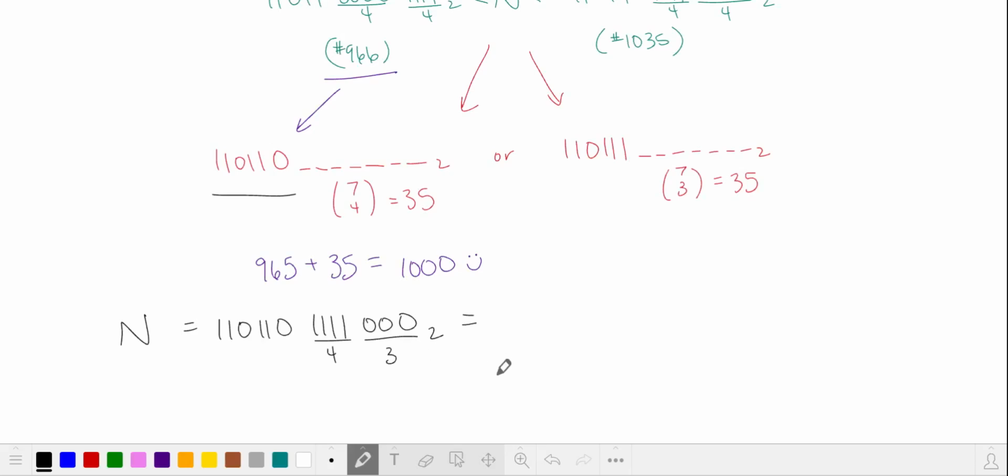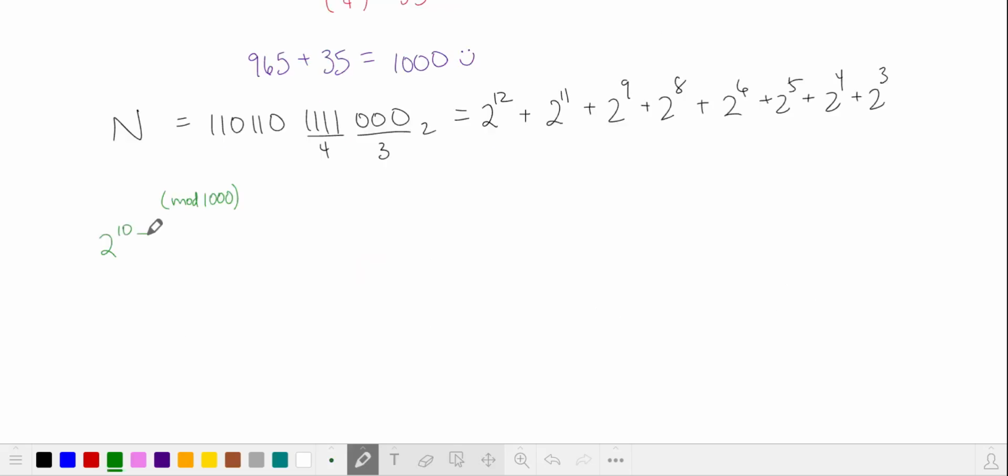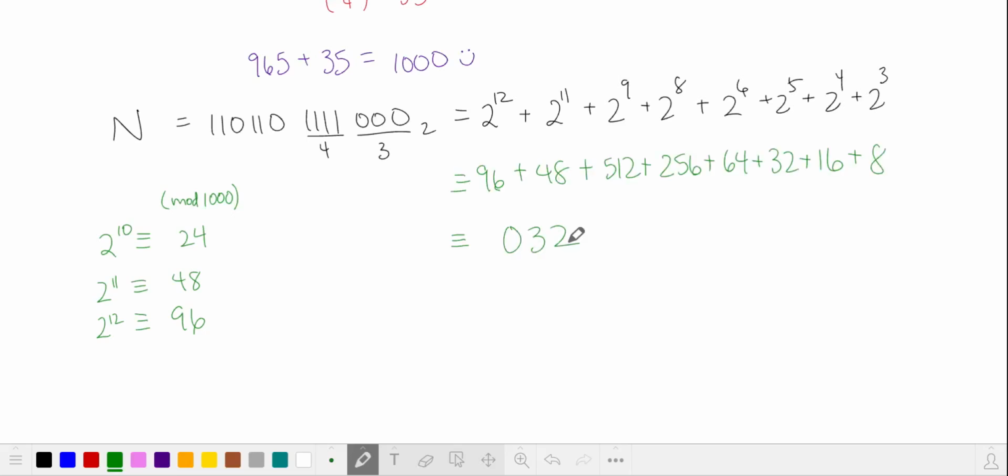Let's write these as powers of 2. It's a 13-digit number, so our first one is 2 to the 12th power, followed by 2 to the 11th, 2 to the 9 and 8, and then these remaining 4 powers of 2: 6, 5, 4, and 3. With these higher powers of 2, I'll go ahead and write them in terms of their mod 1000 residual. This is 48 and 96. So I'll make that substitution here. In mod 1000, our answer is 32.